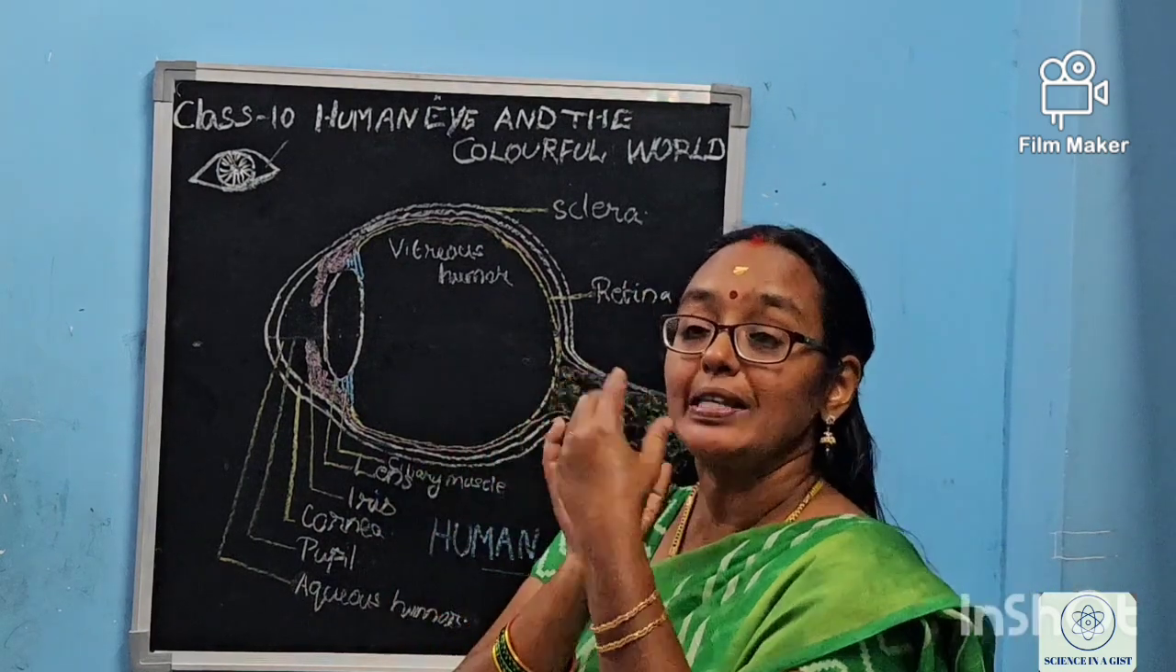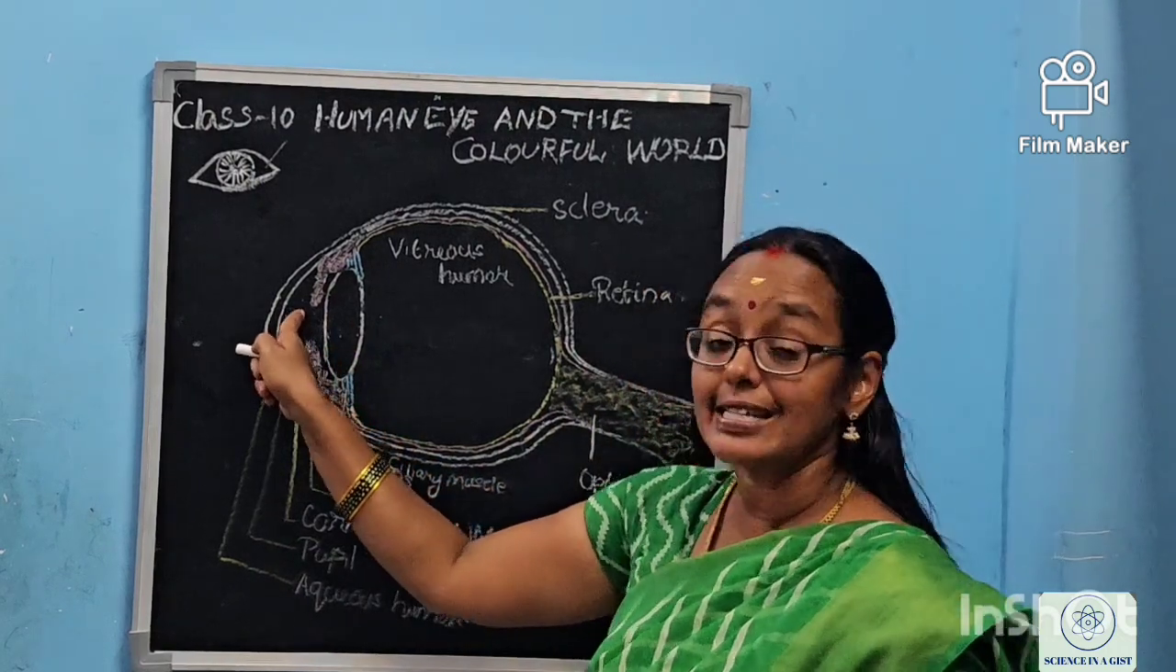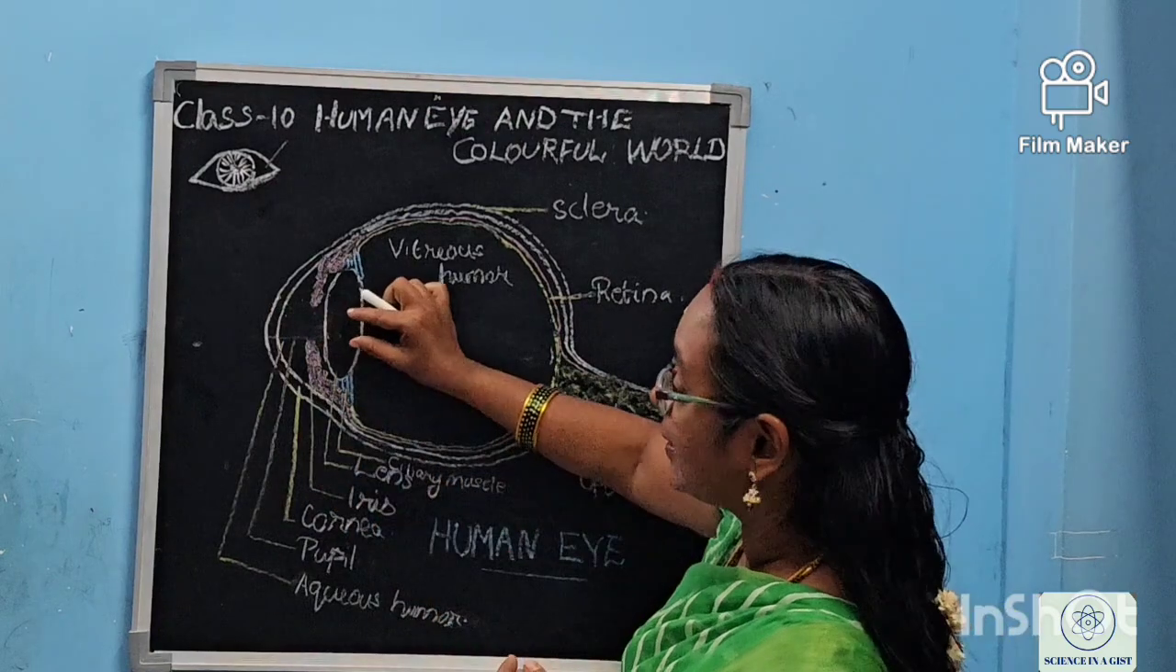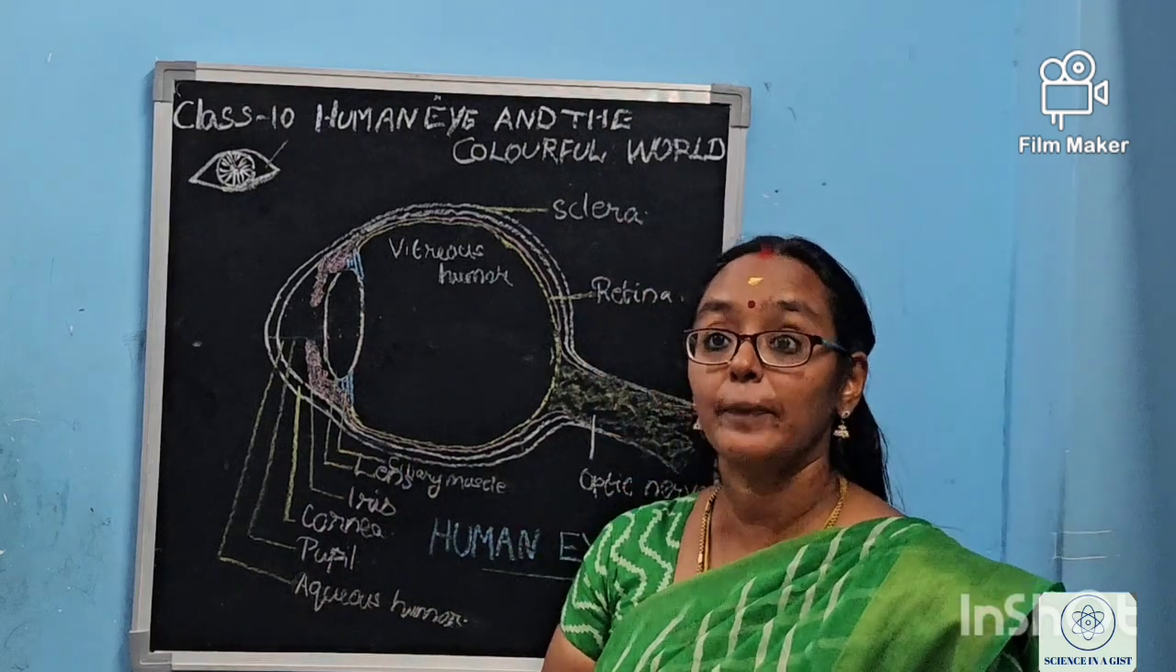There is a part which enables the light to enter. Also, the iris is not completely closed. Some part is open. We call it the pupil. This is called the pupil of our eye.